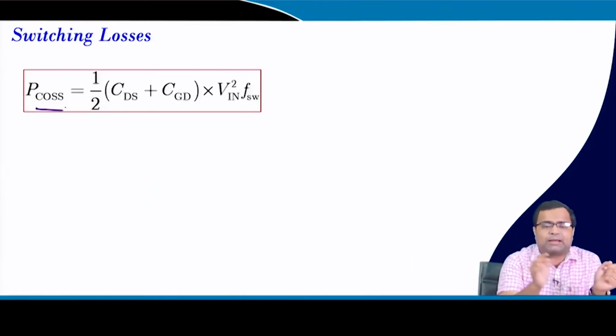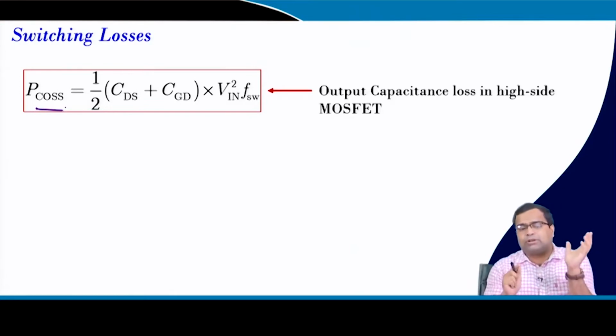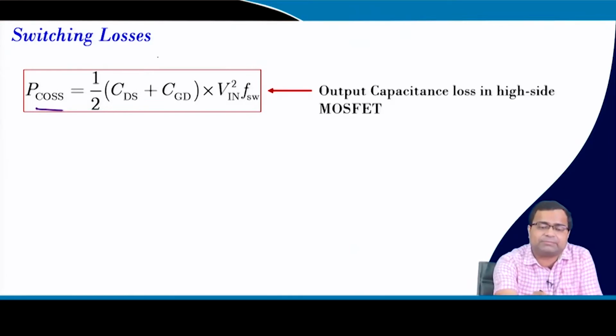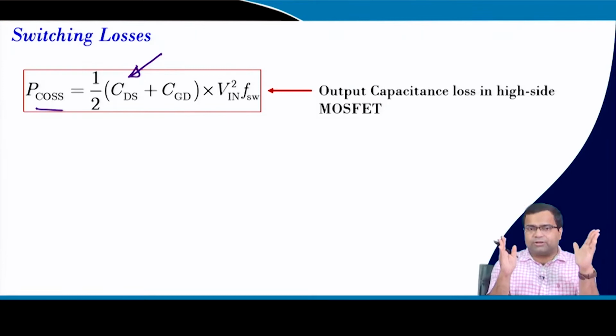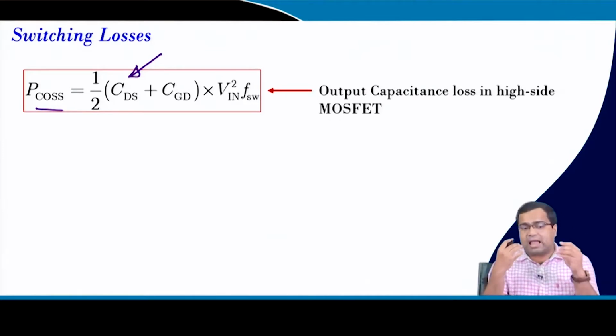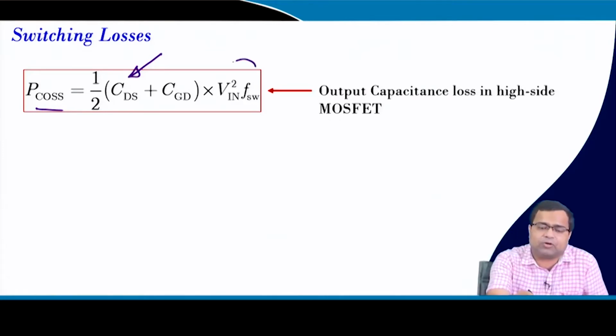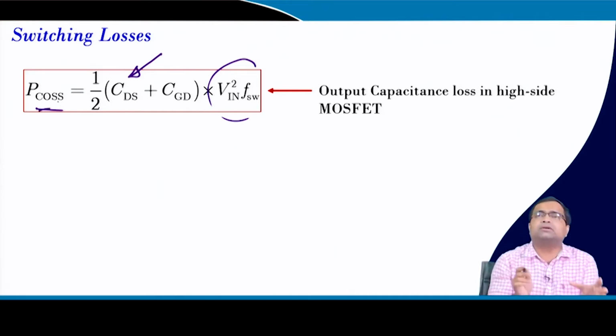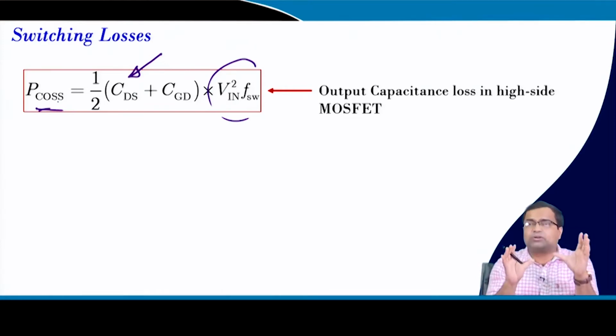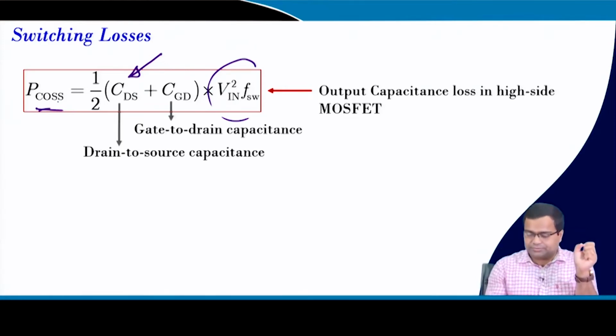Similarly, if you take the output capacitance loss, this output capacitance loss is primarily decided by the drain to source capacitance, because this capacitance will be charged to the voltage across the VDS when the switch is off, and it has to be discharged when the switch is on, and that energy will be lost. That can be computed, and energy by time is the power. So, this is the power associated with the output capacitor loss.